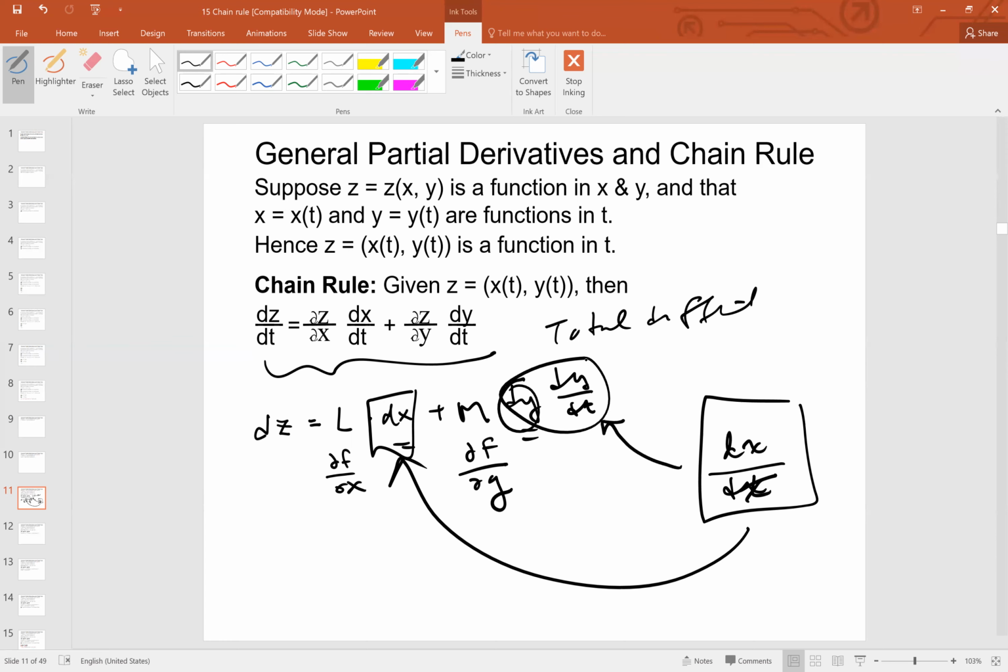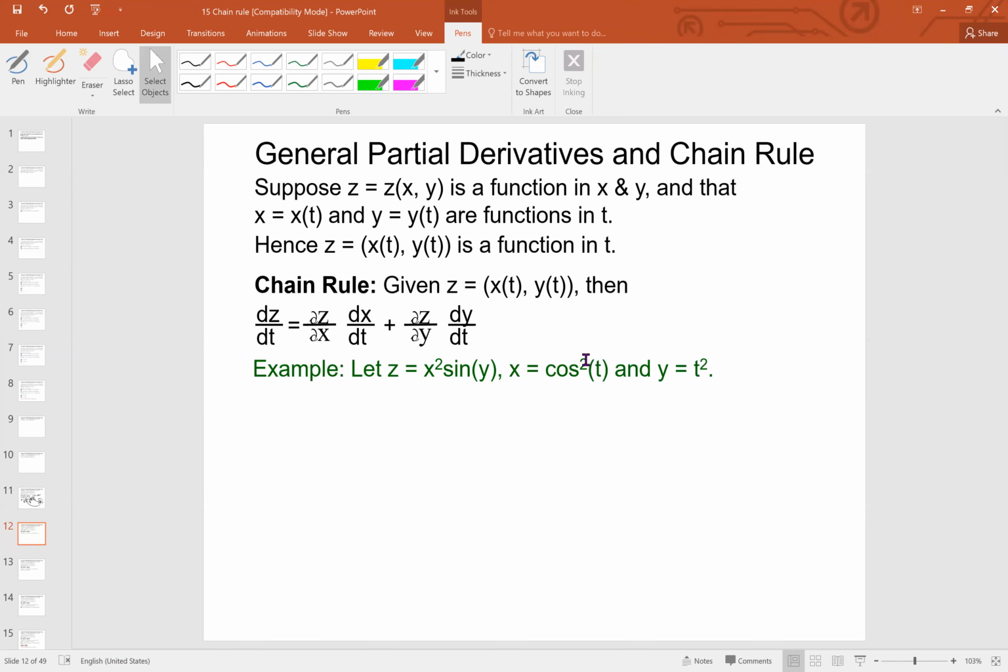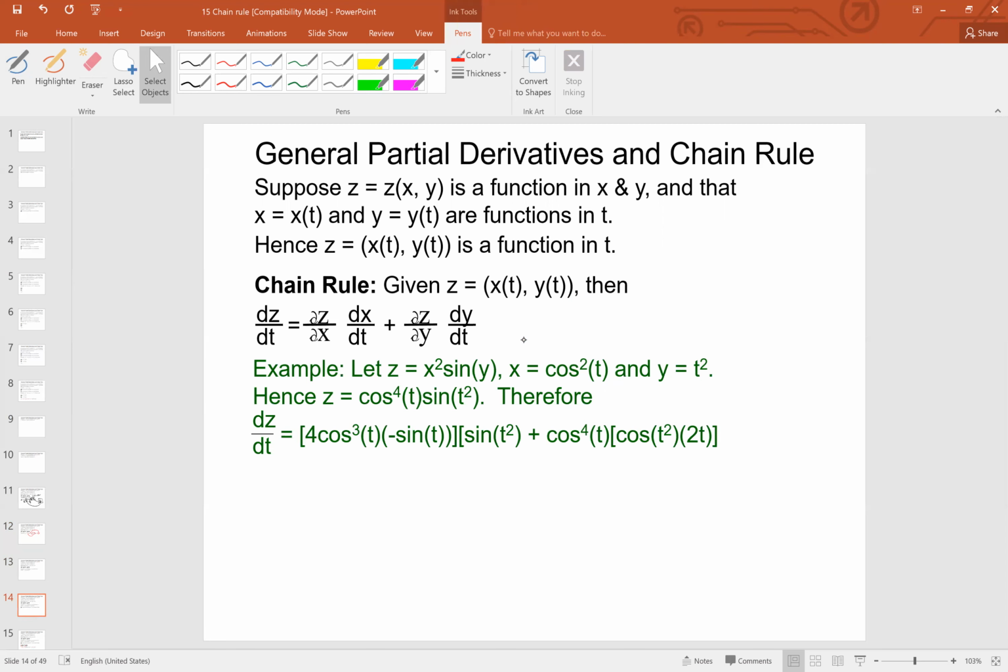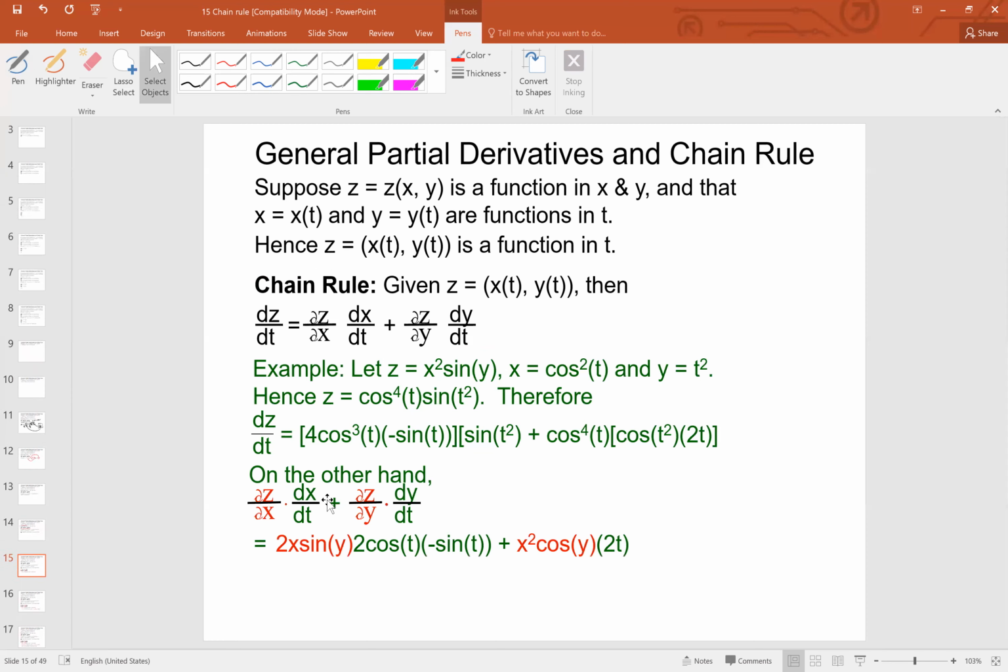So then I have these replacements. For example, if this is a function in x, y, and x is cosine squared t, y is t squared, I can calculate it two ways. The first way is I put in cosine squared t for x and t squared for y, everything in t, and calculate the derivative. Here I use the chain rule and product rule, and I get this as the derivative. Or I can do it this way, which is actually taking dz/dt.